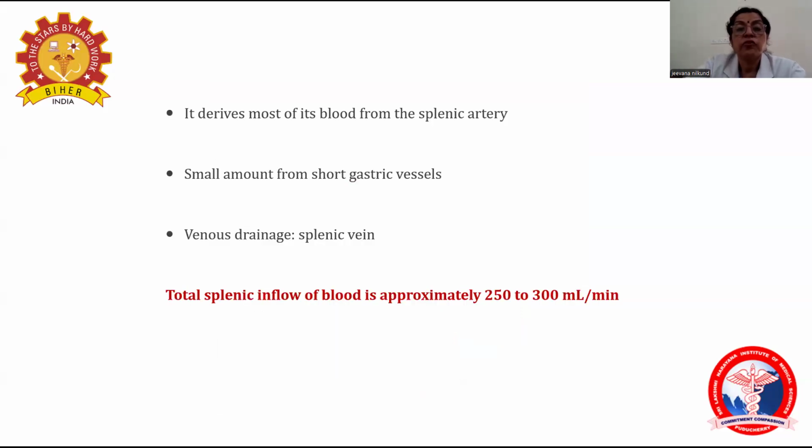It derives most of the blood supply from the splenic artery, a small amount from the short gastric vessels, and drainage of this is mainly into the splenic vein.